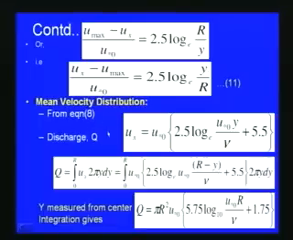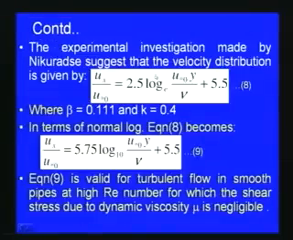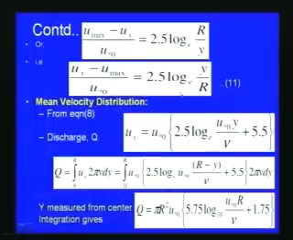Now, to find the mean velocity distribution, we can use the earlier equation number 8. Using this equation, we can write u x is equal to u star o into 2.5 log u star o y by nu plus 5.5. The discharge through the pipe we can integrate: q is equal to integral 0 to r, where r is the radius of the pipe, u x into 2 pi y dy. That is equal to integral 0 to r u star o into 2.5 log u star o into r minus y by nu plus 5.5, into 2 pi y dy.